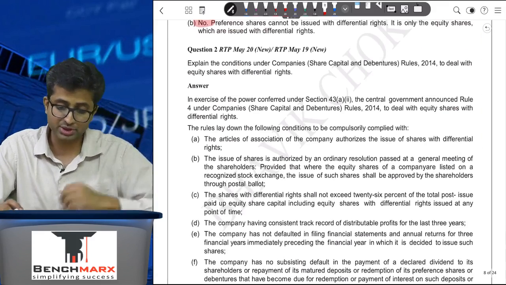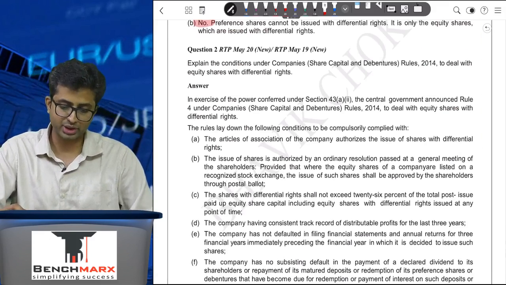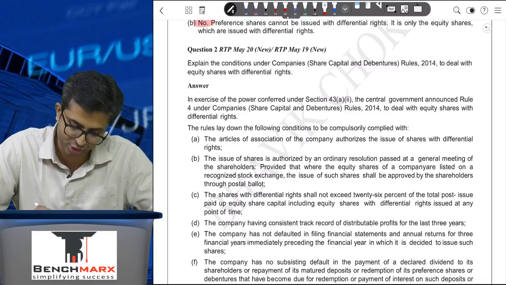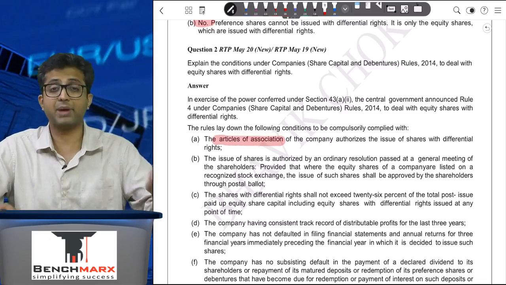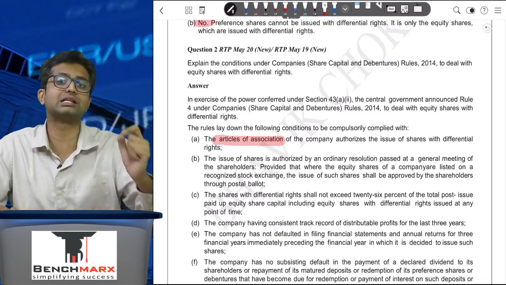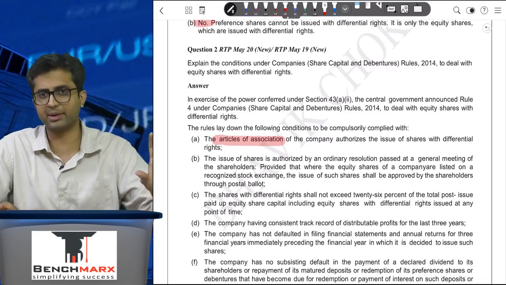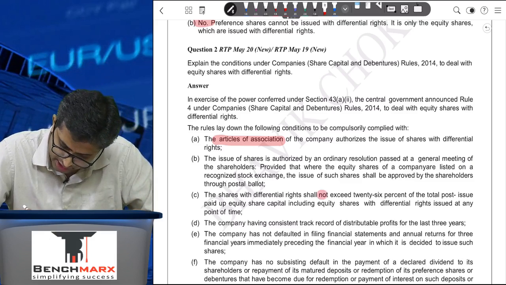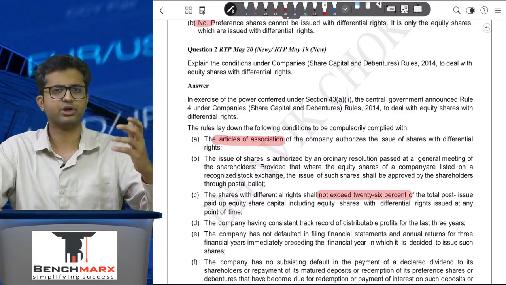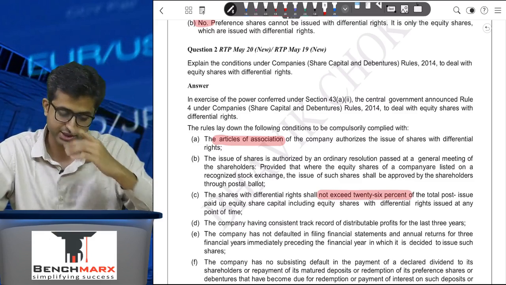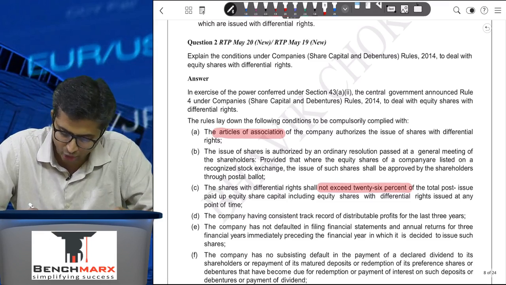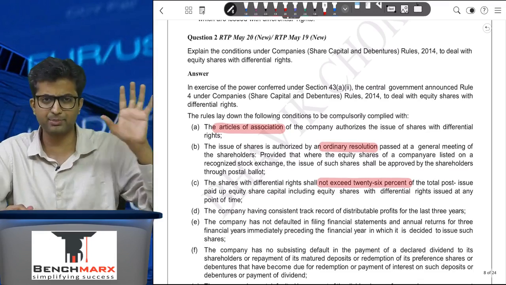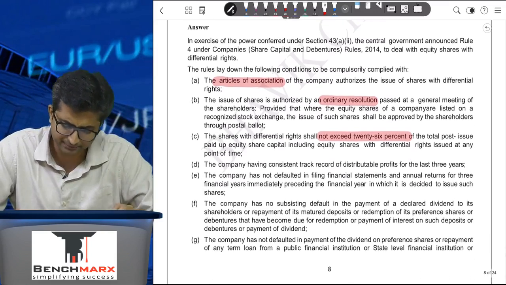Explain conditions under the Companies Act to deal with equity shares with differential rights. Remember, this has to be first permitted by the articles. So the articles should permit this. Second, the maximum amount that you can issue is 26% of the total paid up capital of the company. So the limit over here is 26% of the total share capital can be shares with differential rights. It has to be authorized by an ordinary resolution passed at the general meeting. So I'm just highlighting the important keywords so that you remember them.